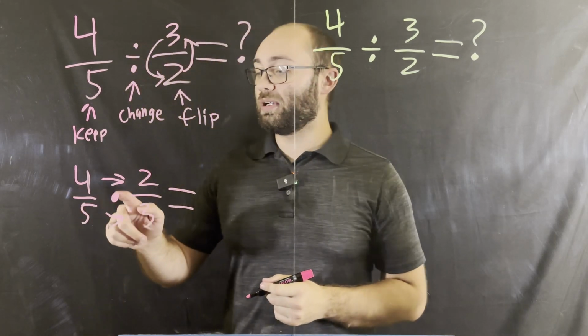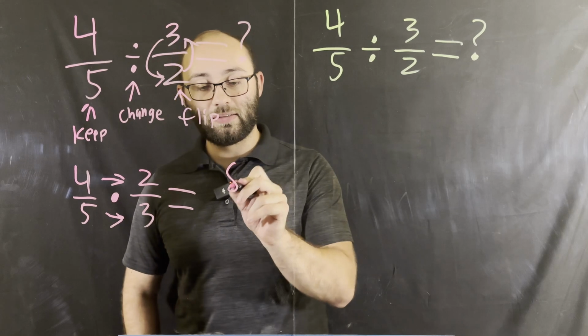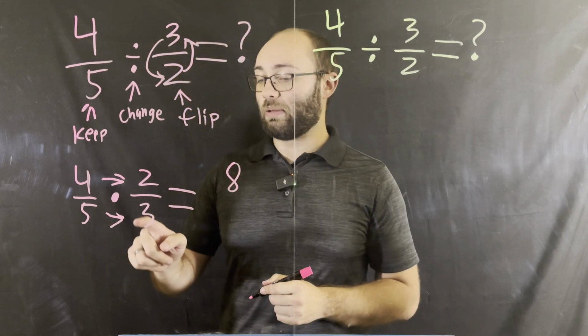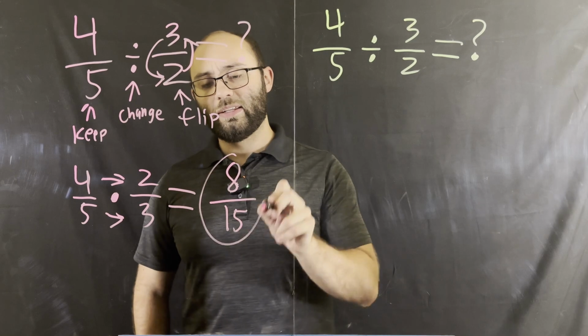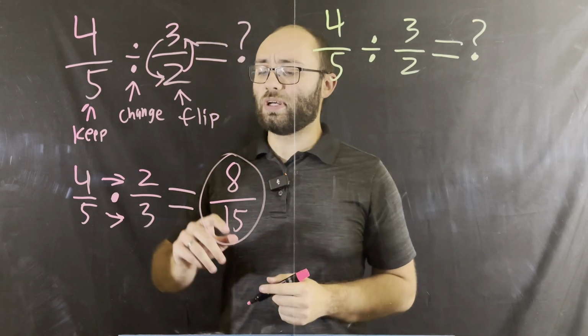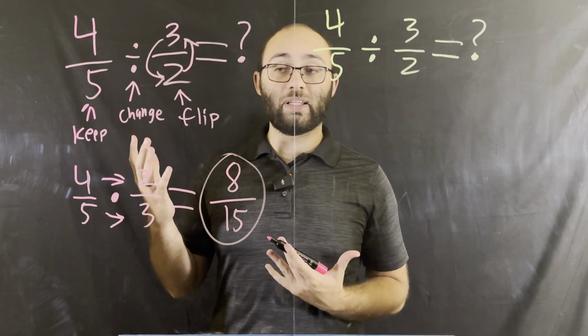So I do 4 times 2, which gives us 8. And I do 5 times 3, which gives us 15. Huh, that looks familiar, doesn't it? So this is our final answer.